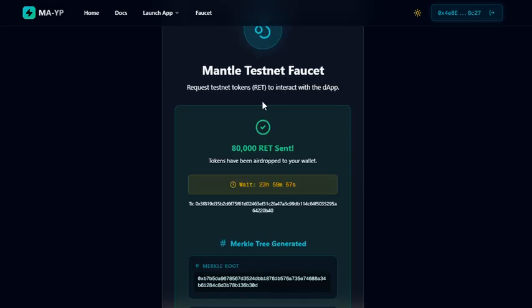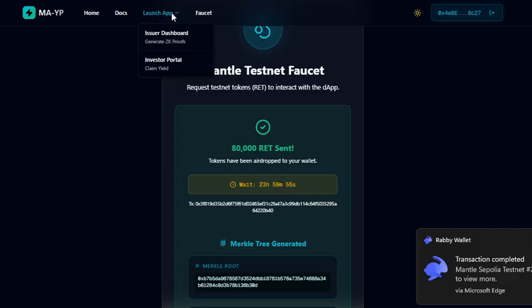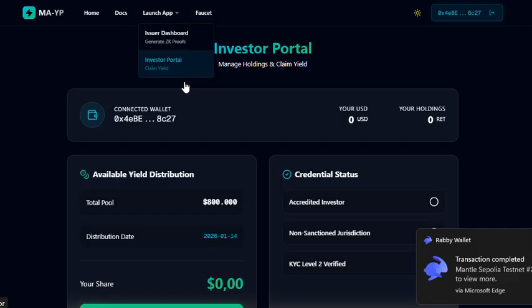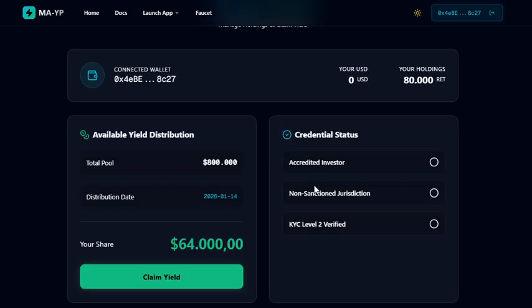Let's say the total RET supply is 1 million. So this investor owns 8% of the pool. They connect their wallet and request tokens from the Mantle testnet faucet. 80,000 RET tokens arrive. Now this investor's address and their token balance are automatically added to the Merkle tree.